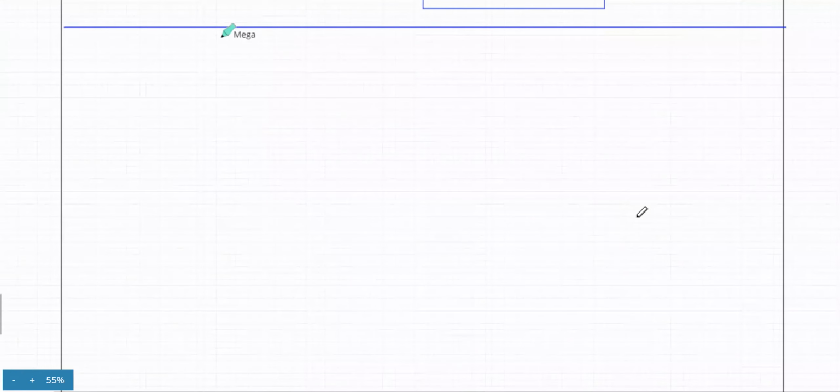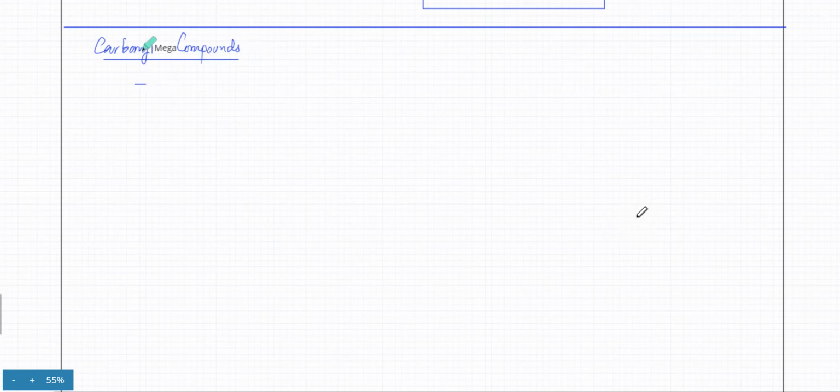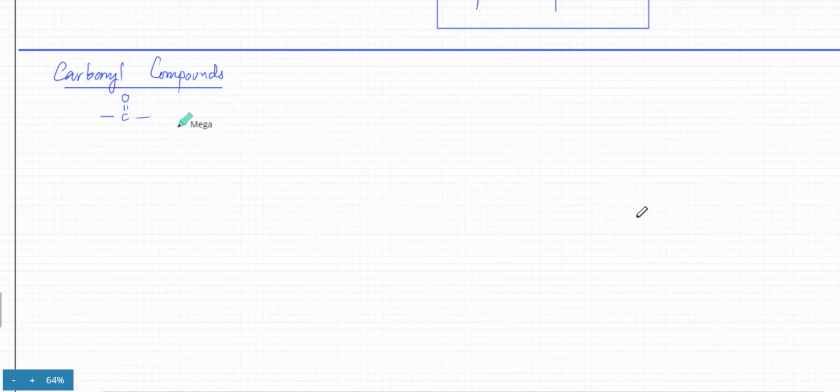Moving on to the next one. There's a new organic compound known as carbonyl compounds. Carbonyl compounds are compounds that have C double bond O in them. It's a new functional group, which is why I'm going to explain this in a bit more detail. But only remember, carbonyl compounds only have C double bond O. This is known as a carbonyl group.